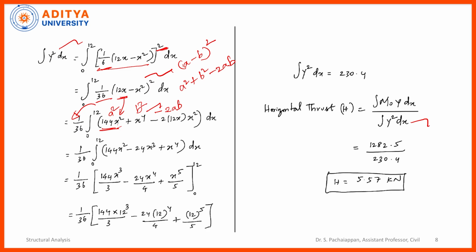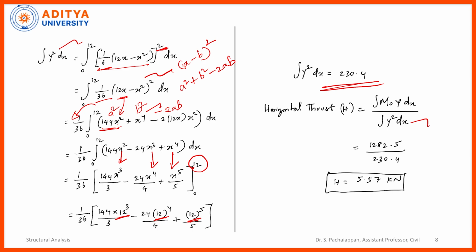If you integrate x square, it will become x cube by 3. If you integrate x cube, it will become x power 4 by 4. And integrating x power 4 will become x power 5 by 5. So after integrating, what we have to do? We need to apply the upper limit. Upper limit is 12. So wherever the x is there, I am going to substitute the value of 12 and then simplify it. We will be getting the value of integral y square dx.